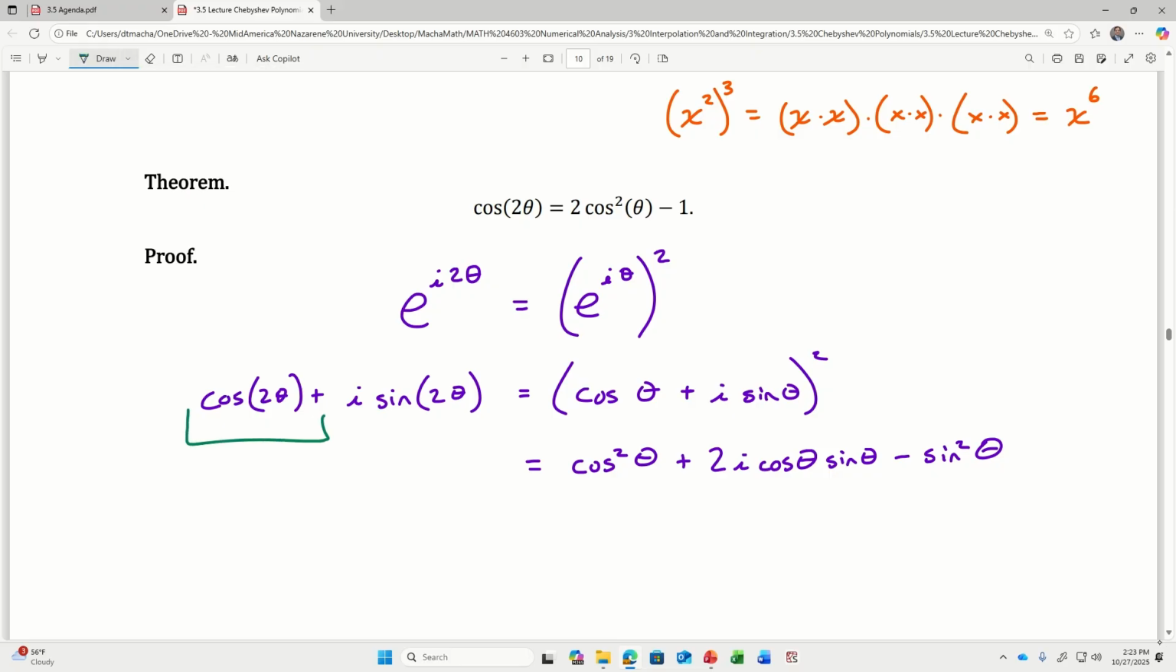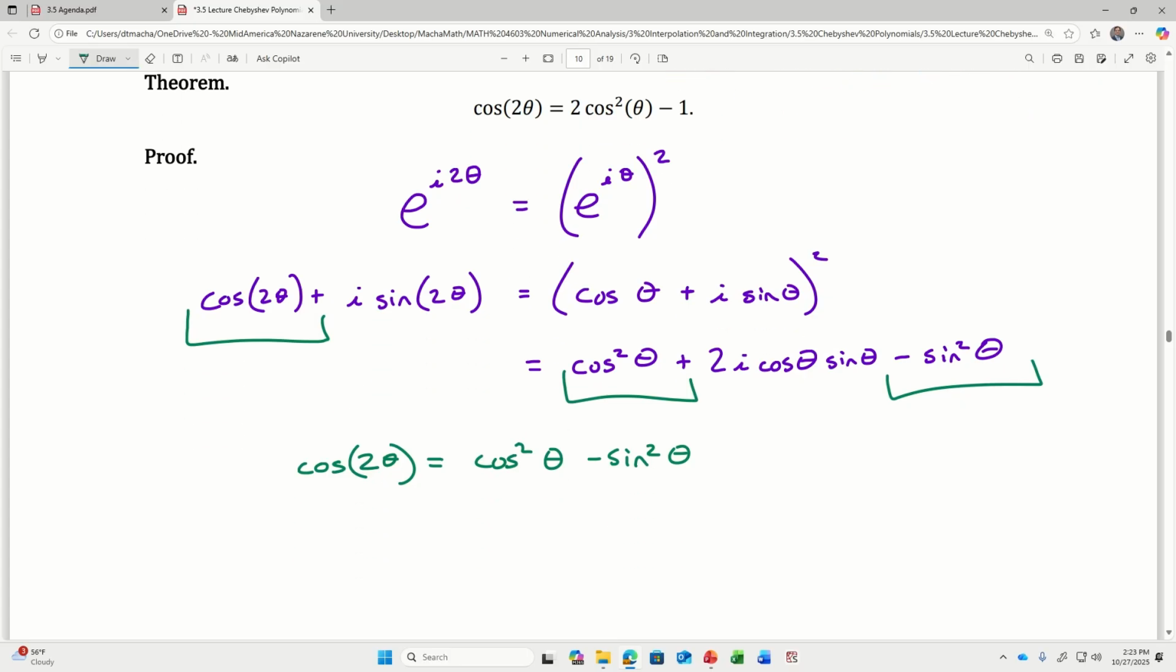And then all I have to do is equate the real part on the left side to the real part on the right side. And now I can write that cosine of 2 theta is equal to cosine squared theta minus sine squared theta. That's a common trig identity, the double angle identity for cosine. If I underline the imaginary part on the left side and the imaginary part on the right side, I get a double angle identity for sine. That's equally useful.